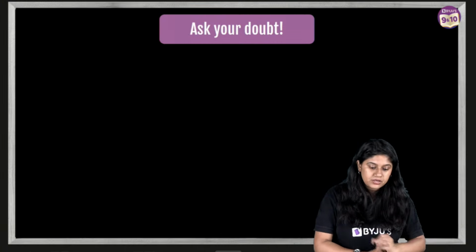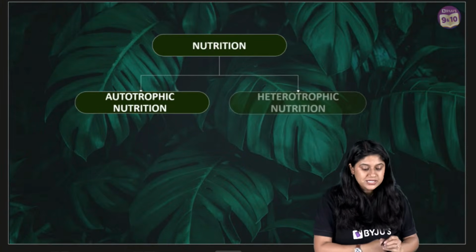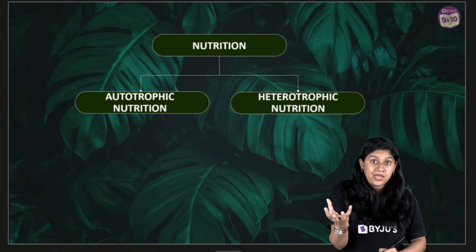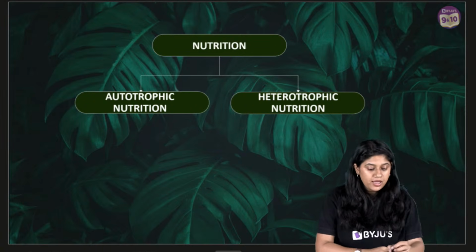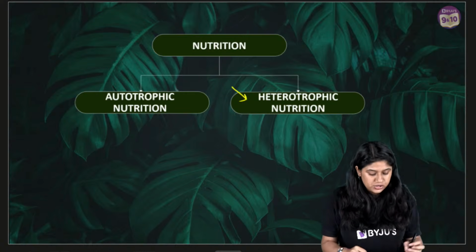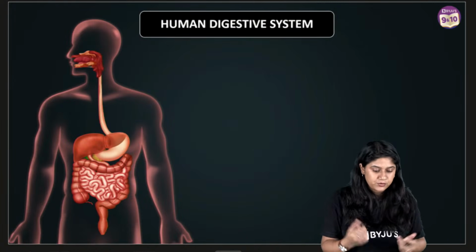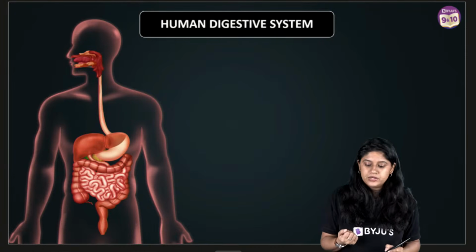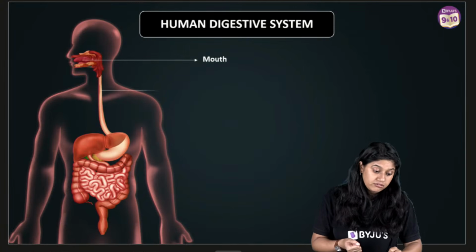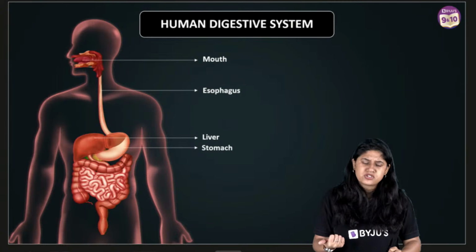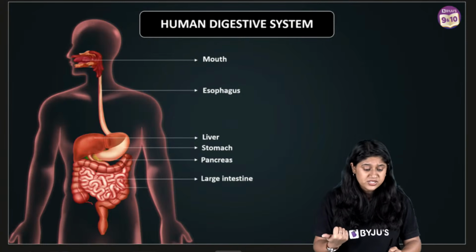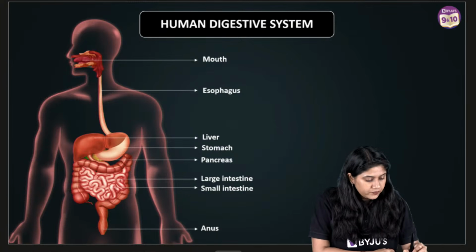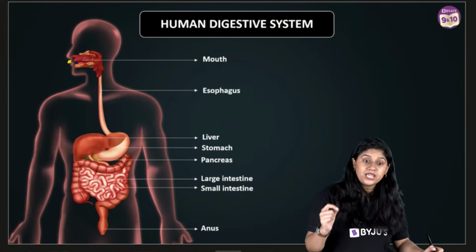Moving ahead, everyone, let's talk about the heterotrophs. Now, we'll be discussing the heterotrophic mode of nutrition. Till now we have discussed the plants, how they make the food. Now we'll be going into detail about the heterotrophic mode of nutrition, where we will be discussing us, the human digestive system. In our system, we have the mouth, esophagus, liver, stomach, pancreas, large intestine, small intestine and anus. From the mouth to the anus, we call it the alimentary canal, right?